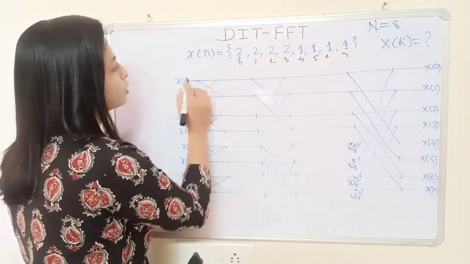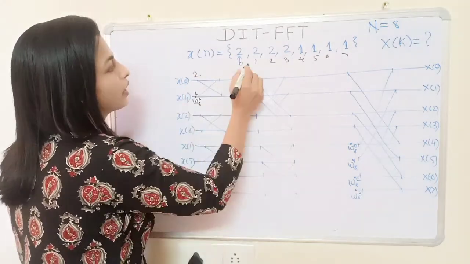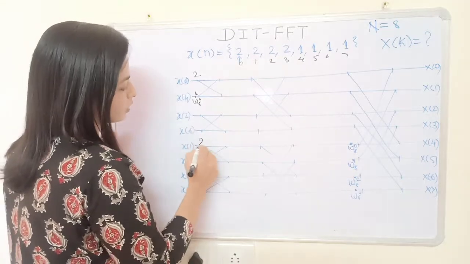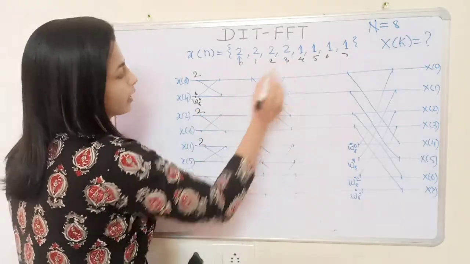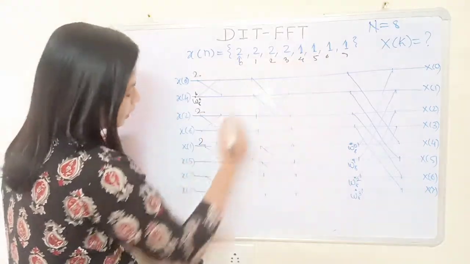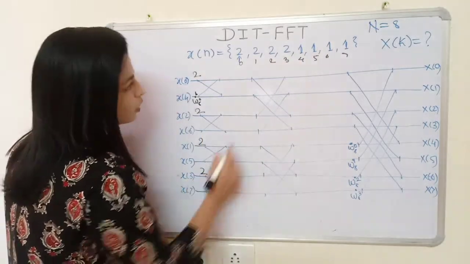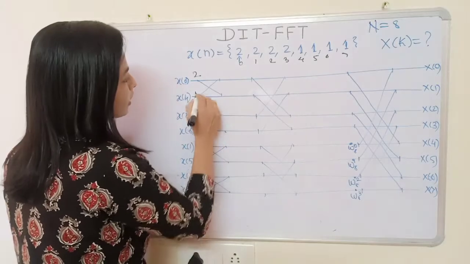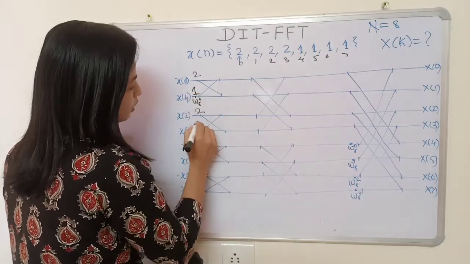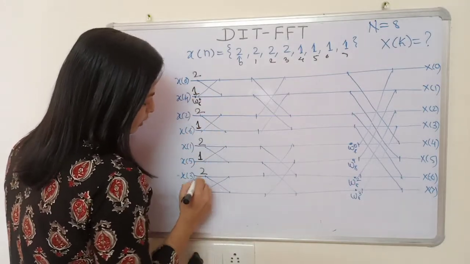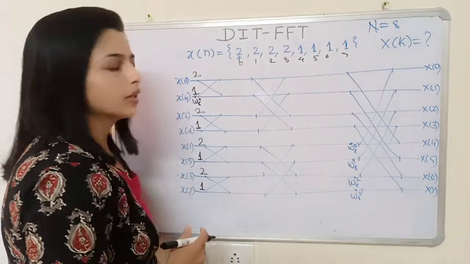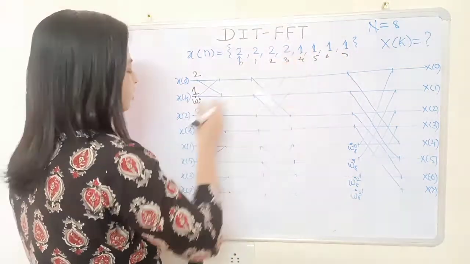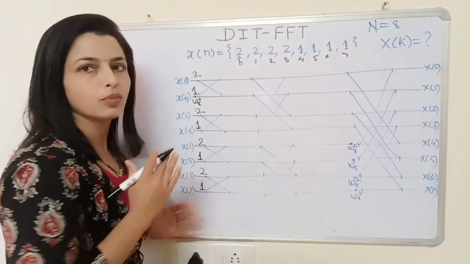So x of 0 is equal to 2, x of 1 is equal to 2, x of 2 is equal to 2, x of 3, the sample is also 2. The rest of the samples are 1, so I'm writing it directly. You don't write it directly. Please check that the samples are the same; that's why I'm writing it directly. Otherwise we have to check which sample is which and write it properly.